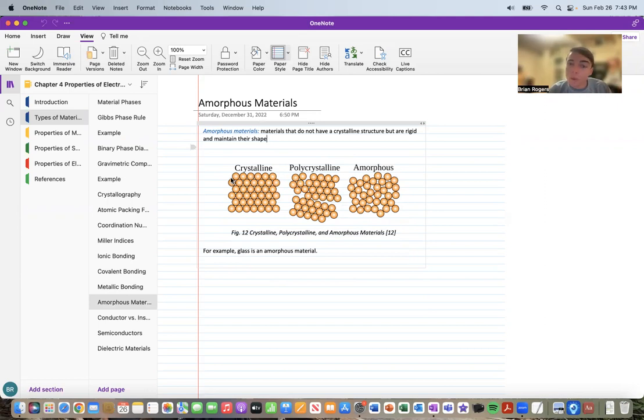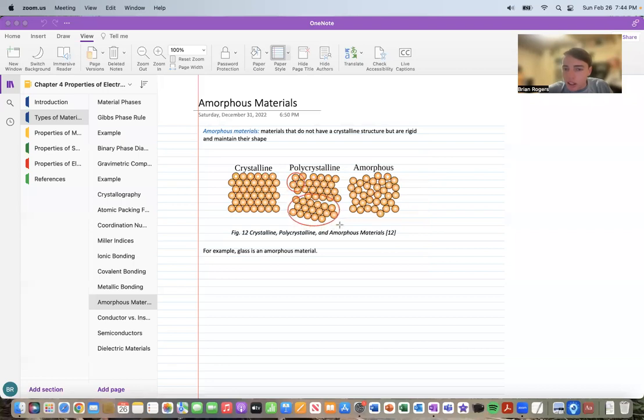It's perfect in order. Polycrystalline, there's some structure, but it's not totally uniform. So notice that it looks like there's structure here, that these guys are together, these guys are together down here, and these guys are together. And so there's 3 different structures happening within here. So there's order, but it's not all one order as compared to the crystalline, where they are all in one order.